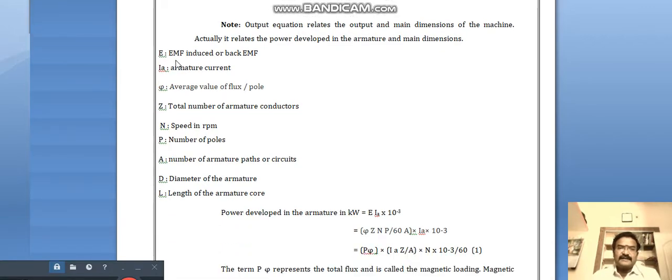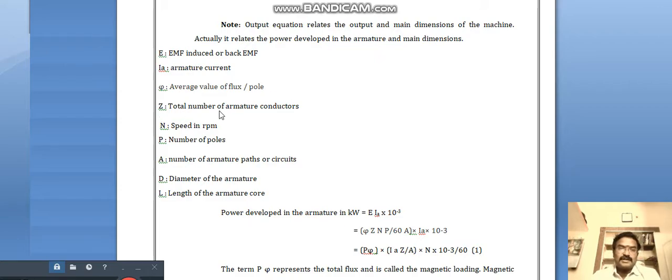E is the EMF induced or back EMF. EMF induced in the sense if it is a generator, EMF will be generated. If it is a motor, back EMF will be generated. So it can be mentioned as E. Ia is nothing but armature current, and phi is the average value of flux per pole.